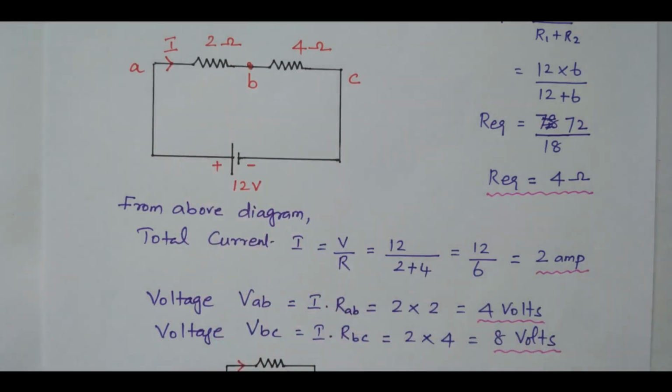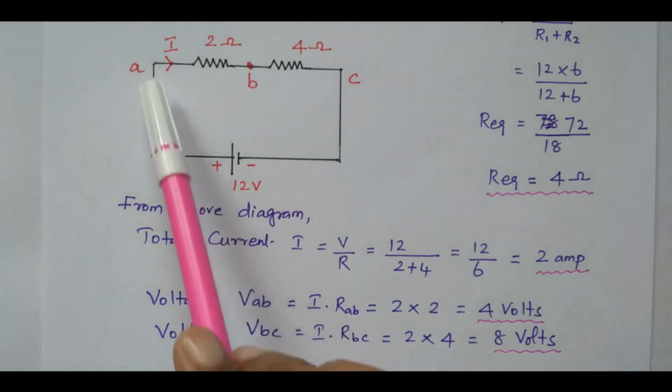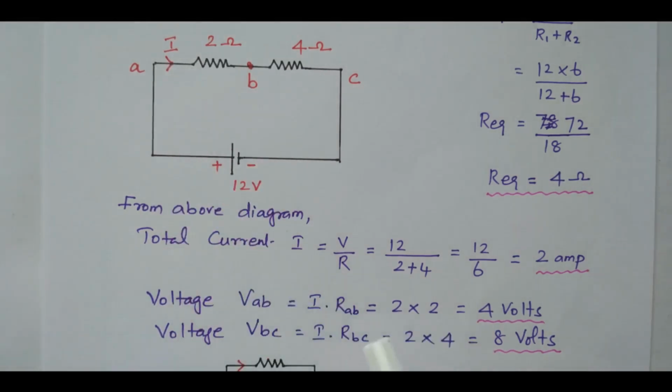All values are available. Now we can find the voltage drop across AB. V equals I into R. So VAB equals I into RAB. The voltage drop across AB is nothing but the total current into the resistance across AB. The total current is 2 ampere. The resistance across AB is 2 ohm. So 2 into 2, 4 volts.